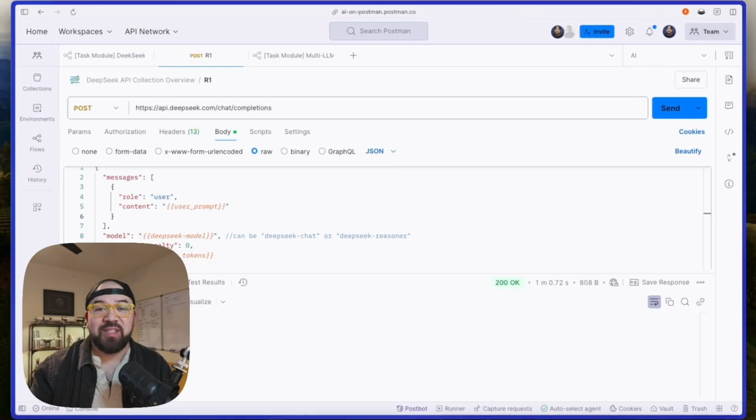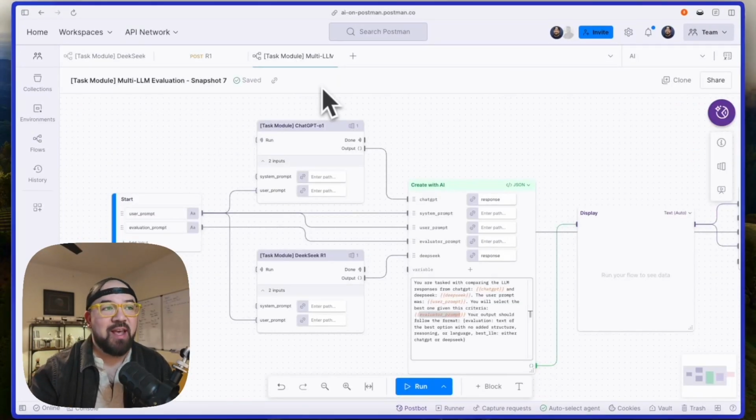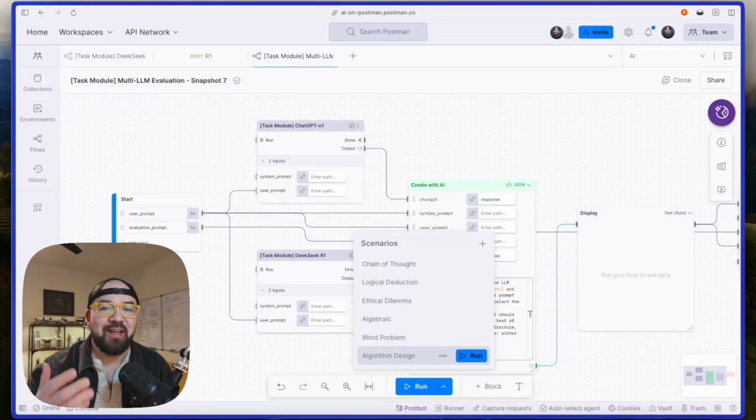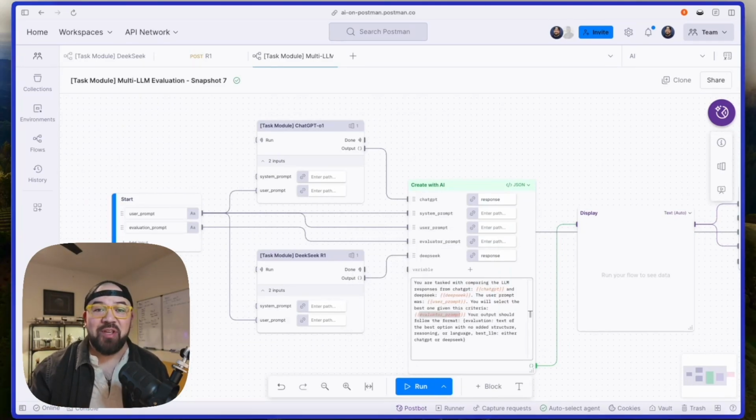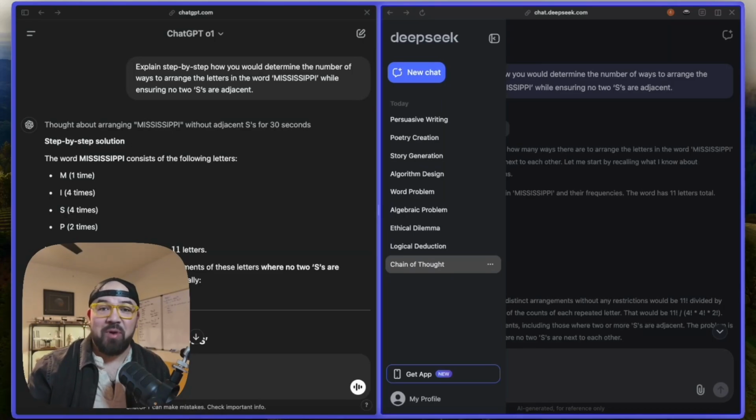But what I'll show you next time is how to evaluate multiple LLMs using Postman flows. And I've set up multiple scenarios here. These were already ready to go. Unfortunately, like I said, DeepSeek's APIs were bogged down. So instead, I'm going to use their chat interfaces to show you a side-by-side comparison. On the left side, you're going to see ChatGPT O1, and on the right side, you're going to see DeepSeek R1. Let's dig in.